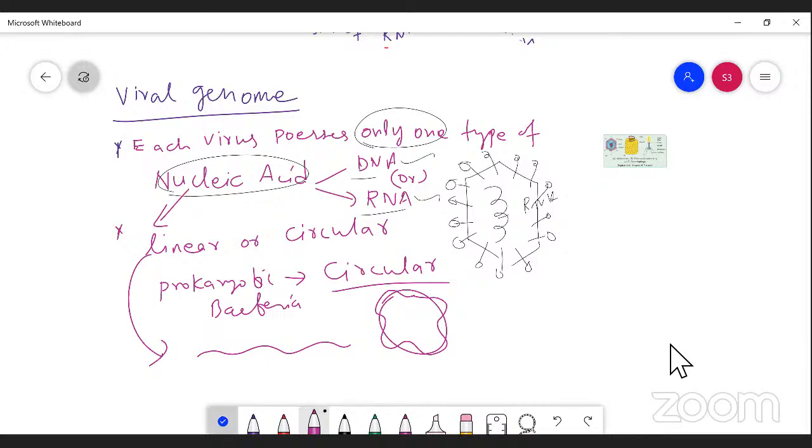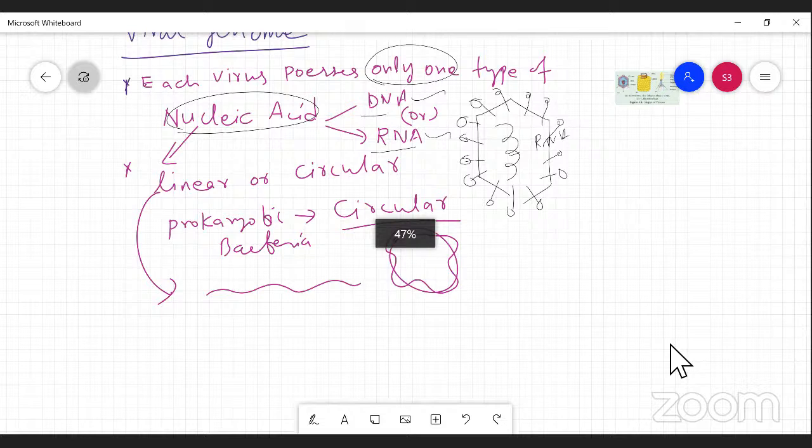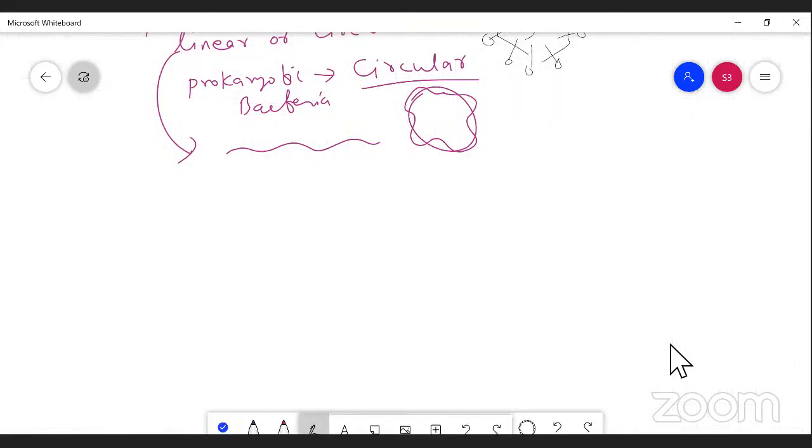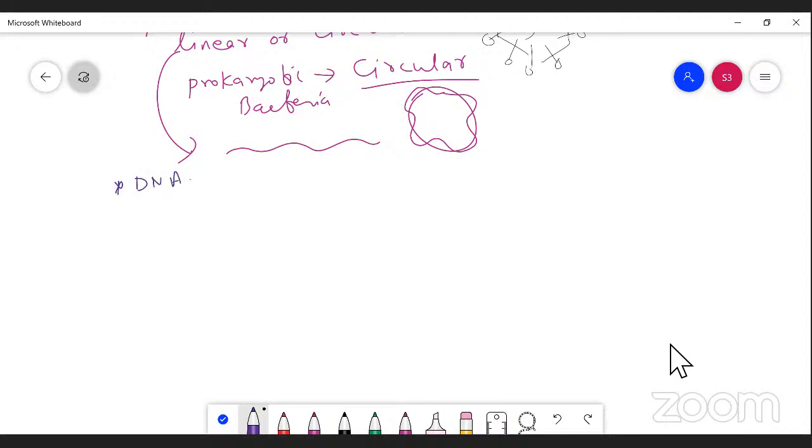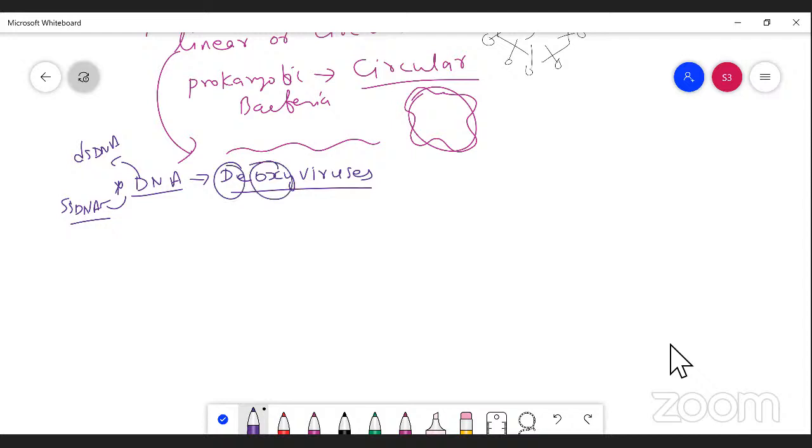Some viruses possess DNA. This type of virus is also called deoxyviruses. What do we mean by deoxyviruses? Some viruses have only a double strand of DNA or a single strand of DNA. That type of virus is called a deoxyvirus. DNA, as I already told you, is deoxyribonucleic acid.